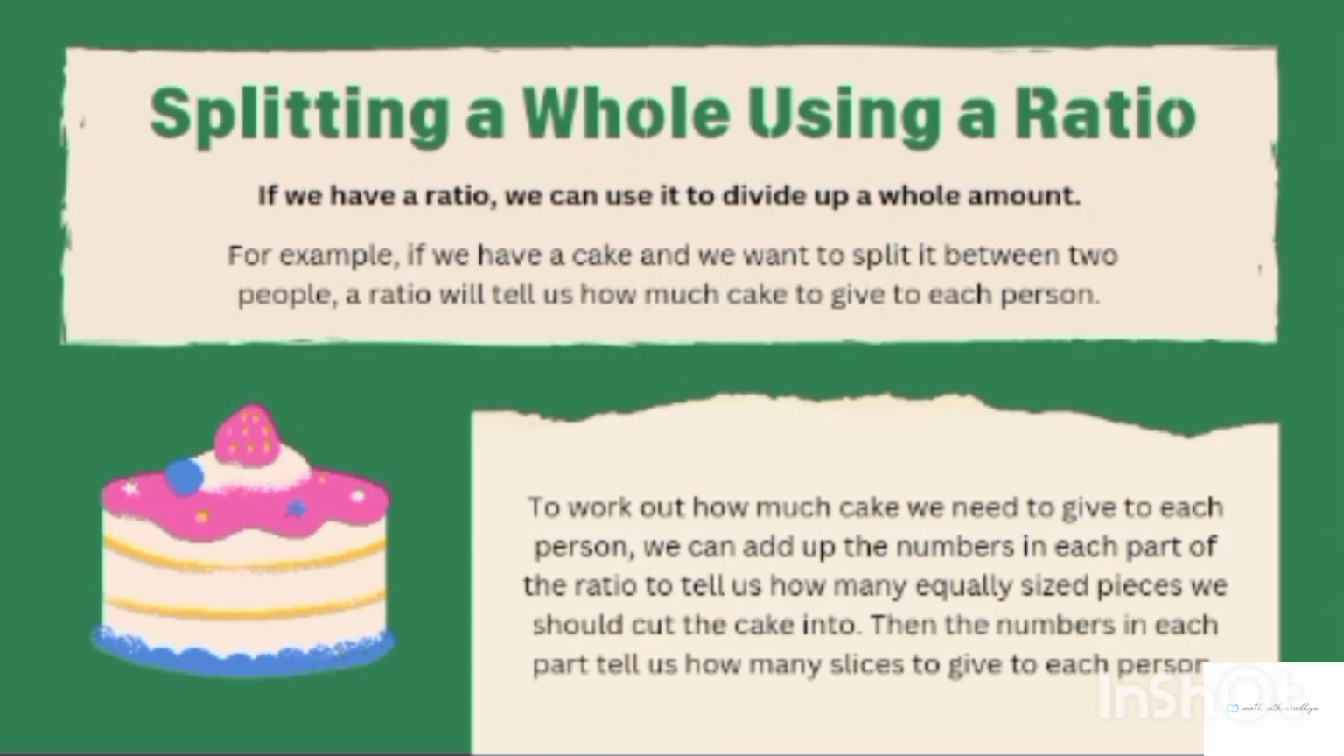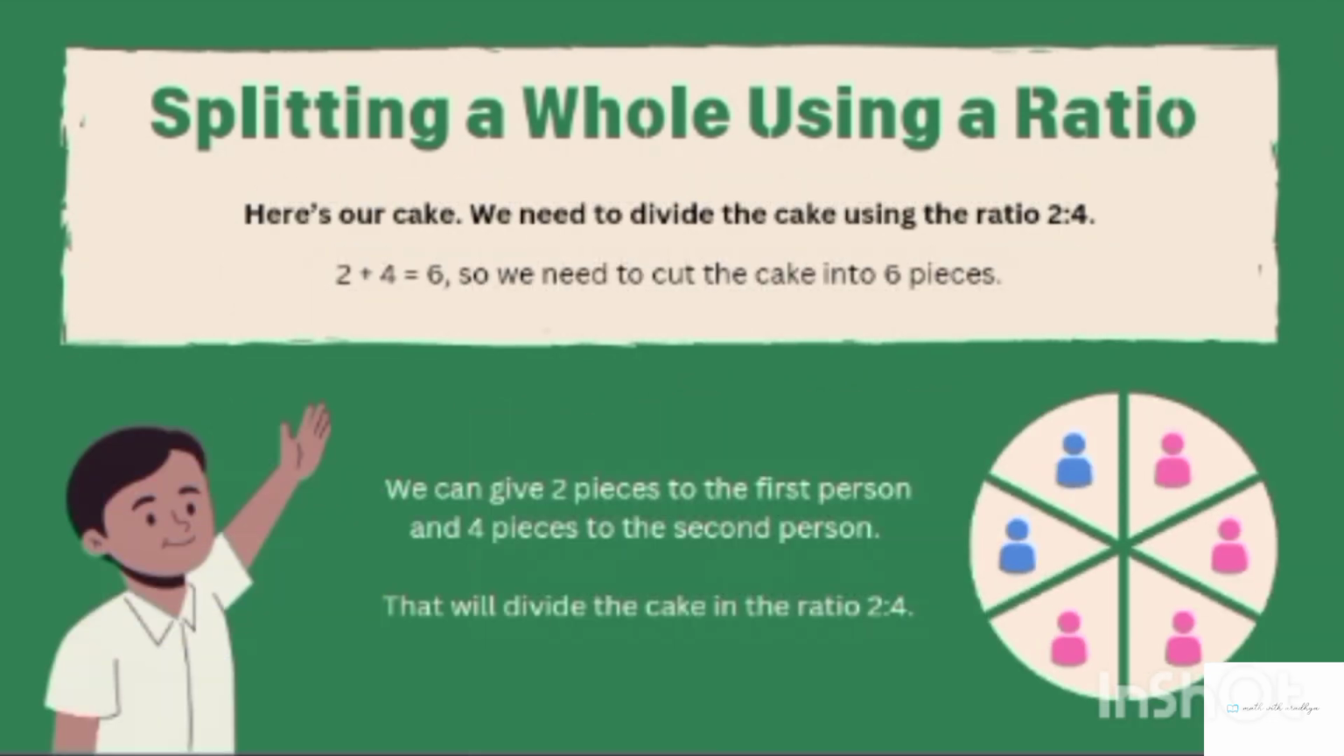To work out how much cake to give to each person, we can add up the number of each part of the ratio to tell us how many equally sized pieces we should cut the cake into. Then the number in each part tells us how many slices to give to each person. This is how a ratio can help us.